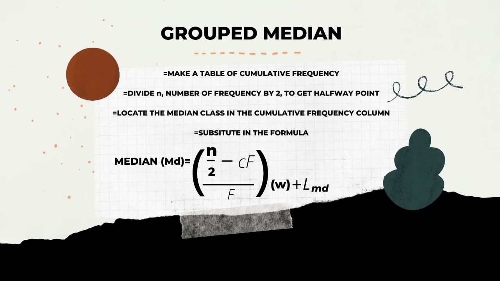This is how we get the group median. Make a table of cumulative frequency. Divide n, the sum of frequency, by 2 to get the halfway point. Locate the median class in the cumulative frequency column. Substitute in the formula below.